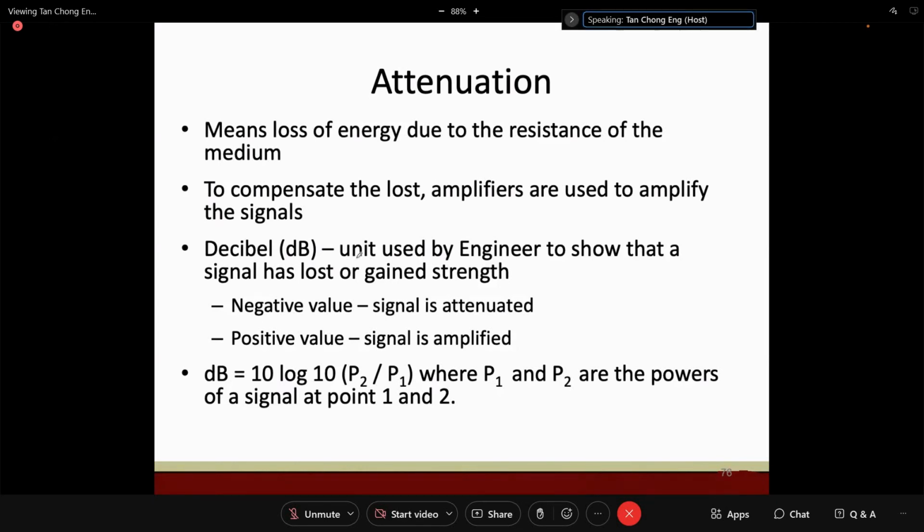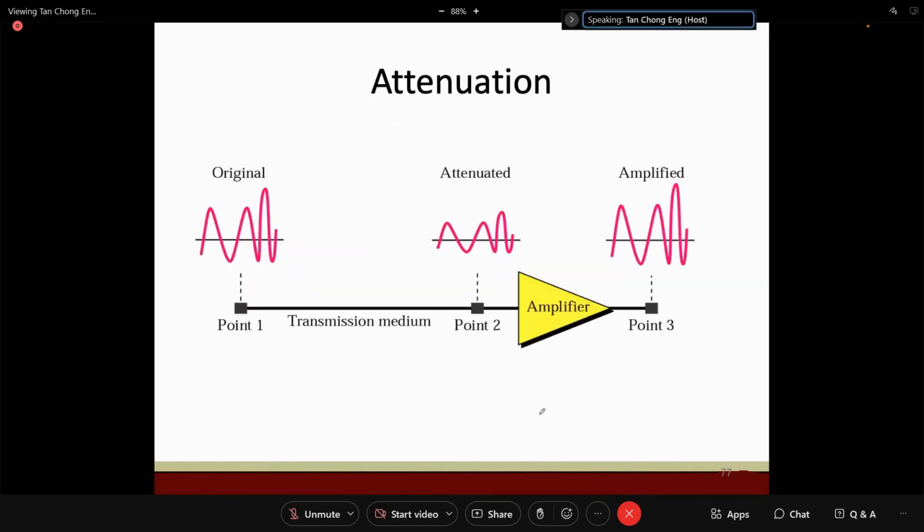And this is the equation that you can see from the diagram here. This is the equation with which you can calculate the signal loss in terms of dB, using this equation: 10 log10 (P2 over P1). So you just look at the example, and this diagram exactly explains what we are trying to say here.